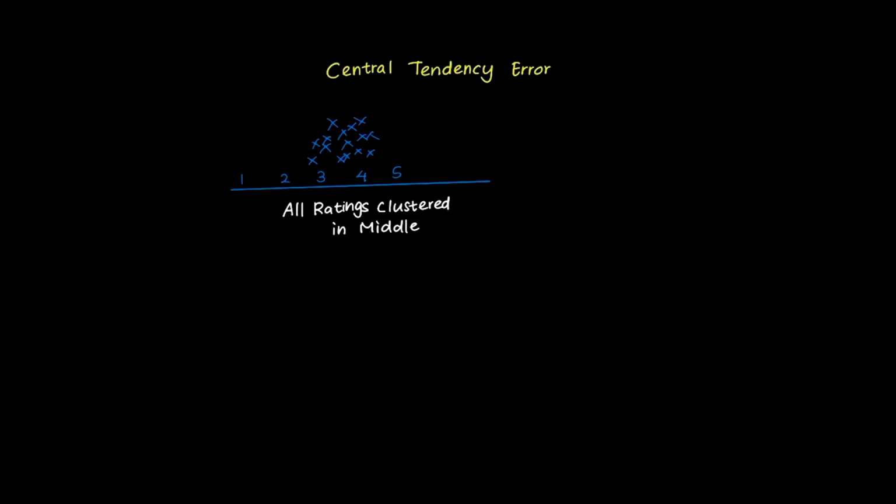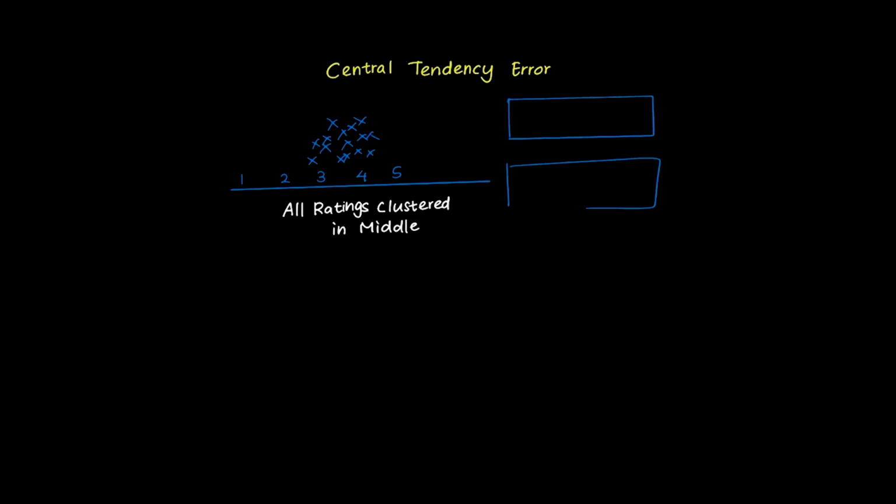Central tendency error happens when a rater avoids extremes and rates everyone as average. Every employee gets middle ratings regardless of actual performance. This destroys the usefulness of appraisal data because you can't distinguish top performers from poor ones.